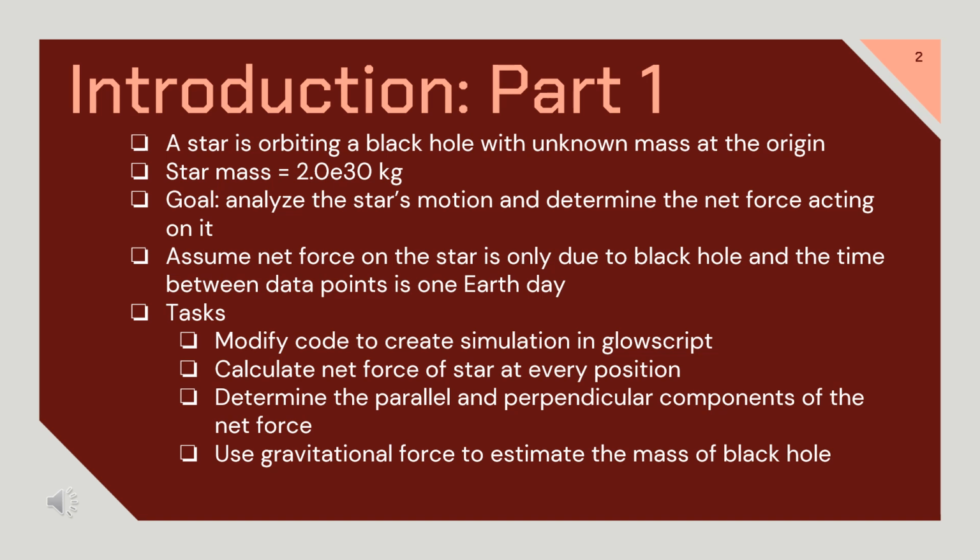A star is orbiting a black hole with unknown mass at the origin, and the star mass is 2.0 times 10 to the 30th power kilograms, and the goal is to analyze the star's motion and determine the net force acting on it. We're assuming the net force on the star is only due to the black hole, and the time between the data points is 1 Earth day.